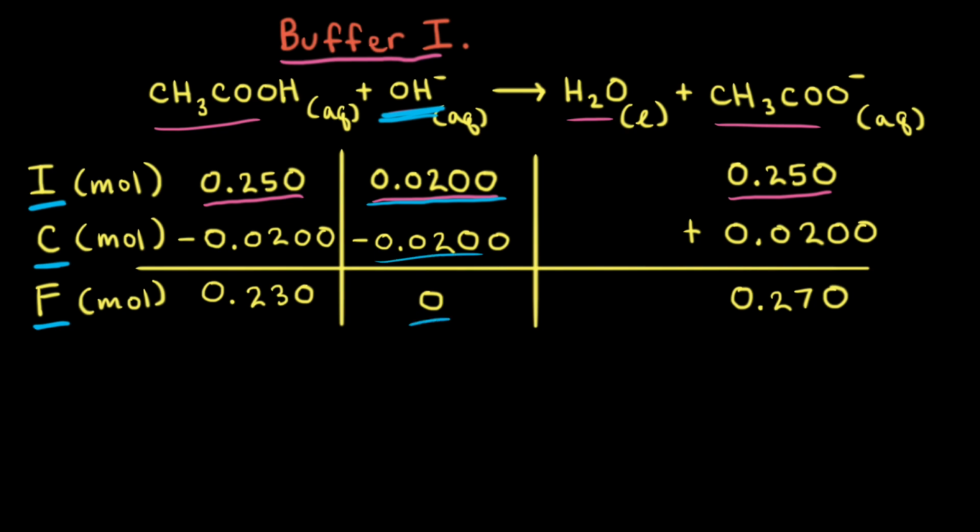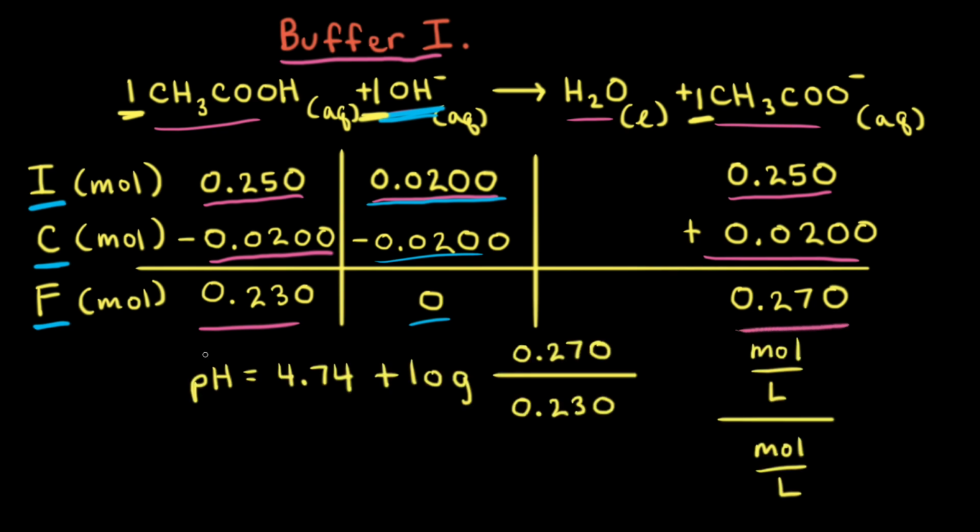Since the mole ratio of hydroxide anions to acetic acid is a 1-to-1 mole ratio, we're also going to use up 0.0200 moles of acetic acid, which leaves us with 0.230 moles of acetic acid. And for the acetate anion, there's also a coefficient of 1 in the balanced equation. So if we're losing 0.0200 moles for the reactants, we're gaining 0.0200 moles for the acetate anion, which gives us a final amount of moles of the acetate anion of 0.270.